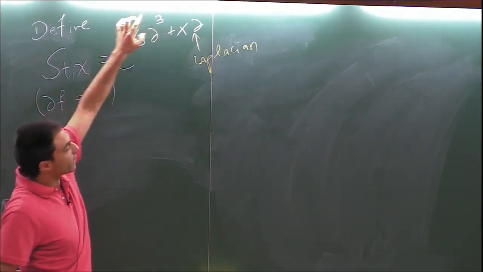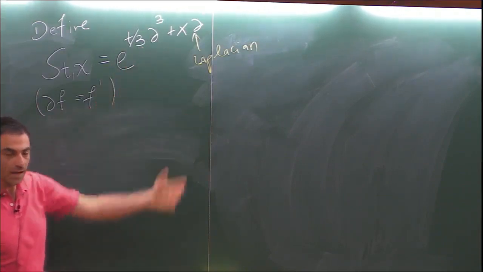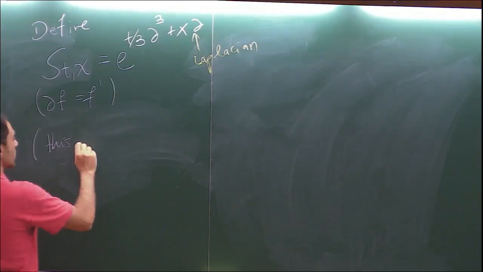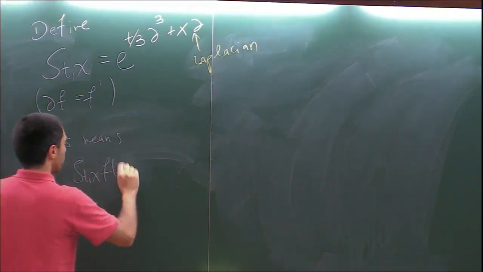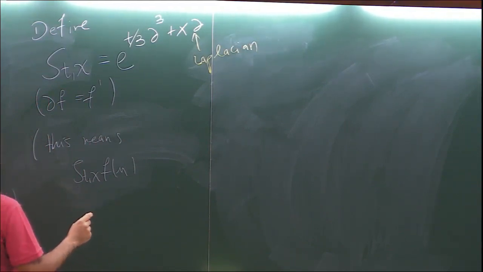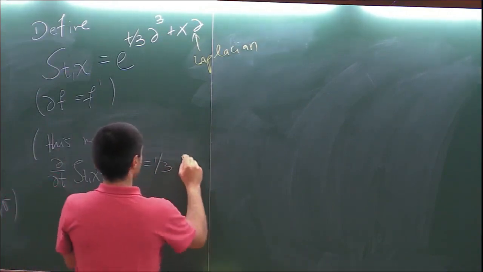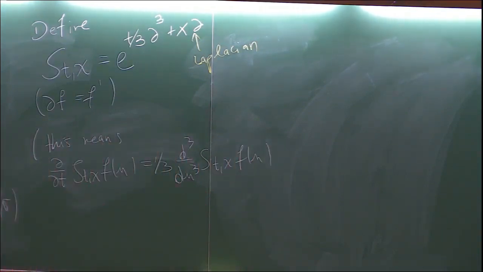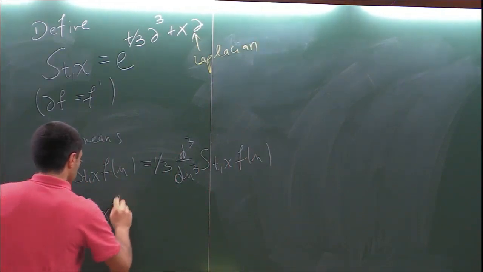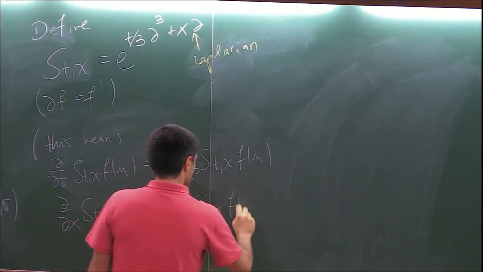If you set t equals 0, that's just a heat kernel again. It's just a transition probability for a free Brownian motion. Now you have this d cubed here, but nothing bad happens. This is a sort of semigroup, and what that means is that if I apply S_{t,x} to a function f, evaluated at u, and compute the t derivative of this, then what you should get is 1/3 of the third derivative of S_{t,x} f at u. That's what this thing is doing. And if you do the x derivative of S_{t,x} f at u, then you get the second derivative of the same thing.